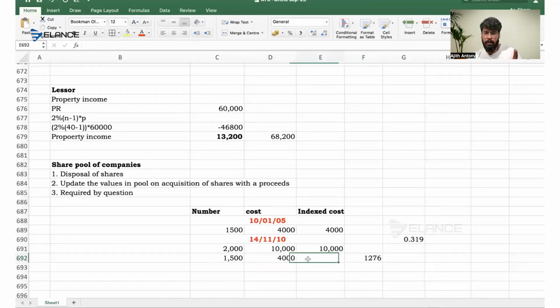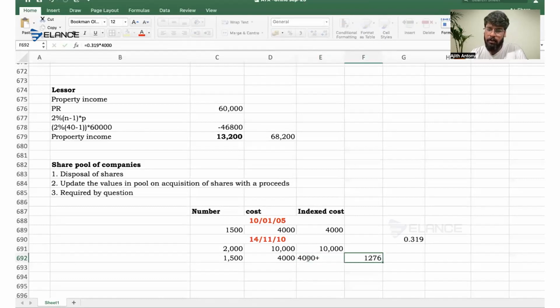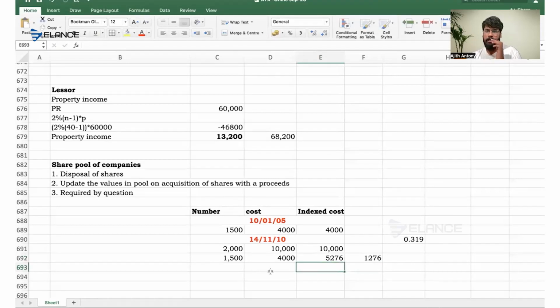അപ്പൊ 2010ൽ എന്റെ ഷെയർ പൂളില് 1,500 ഷെയർ എന്റെ കയ്യിലുണ്ട്. അതിന്റെ കോസ്റ്റ് 4,000 ആണ്. ഇൻഡെക്സ്ഡ് കോസ്റ്റ് 4,000 പ്ലസ് 1276 ആയിരിക്കും, കാരണം ഇൻക്രിമെന്റ് വന്ന വാല്യൂ കൂടി എഴുതണം. അപ്പൊ 5276 ആയിരിക്കും ഈ 1,500 ഷെയറിന്റെ 2010ലെ ഇൻഡെക്സ്ഡ് കോസ്റ്റ്. അപ്പൊ 2010ൽ എന്റെ ഷെയർ പൂളിന്റെ ടോട്ടൽ: 3,500 ഷെയർ ഉണ്ട്, 14,000 ആണ് കോസ്റ്റ്, ഇൻഡെക്സ്ഡ് കോസ്റ്റ് 15,276 ആണ്.